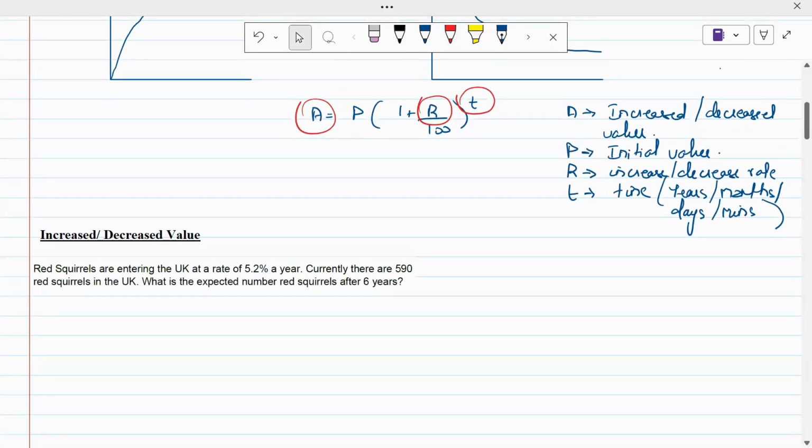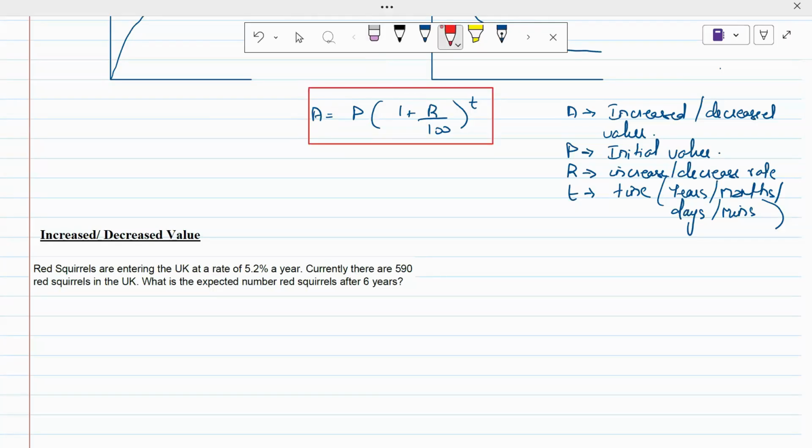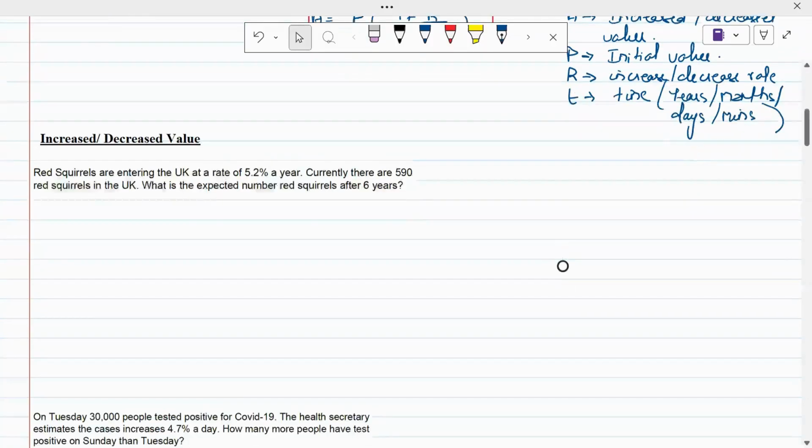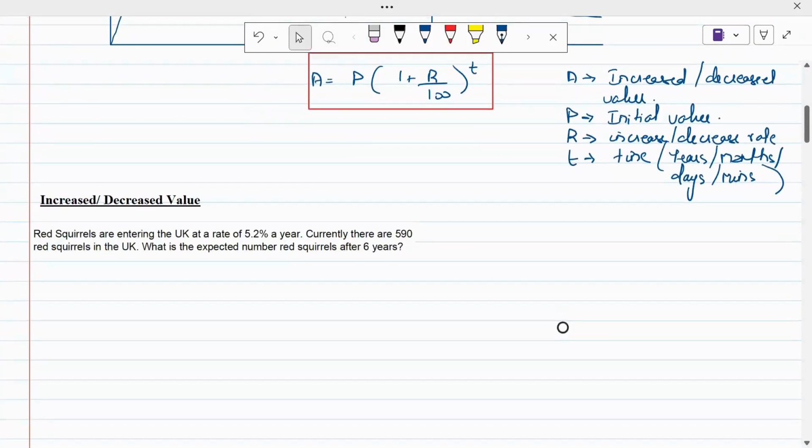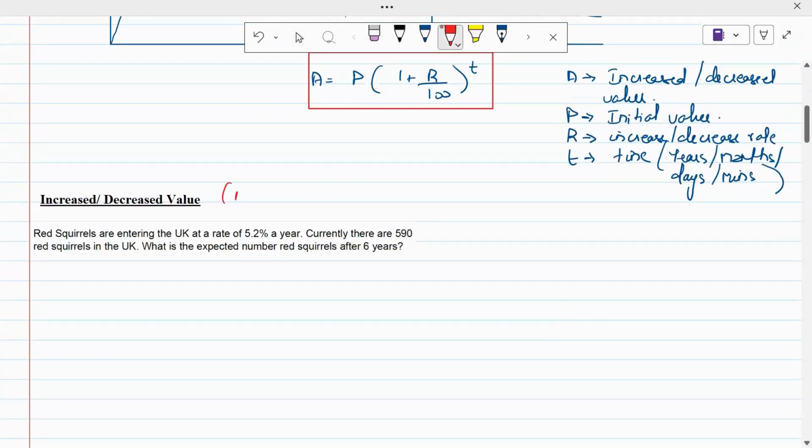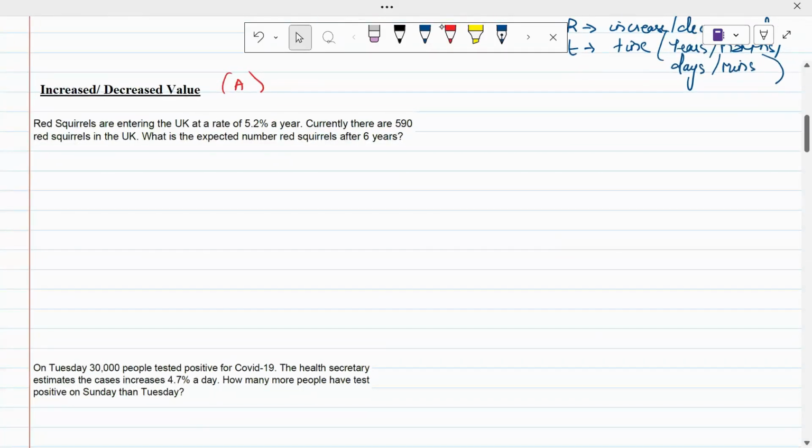First, we'll solve questions based on finding the increased or decreased value, that is A in the formula. This would be the one single formula we would be using throughout. All right, finding the A of the formula, the increased or the decreased value.